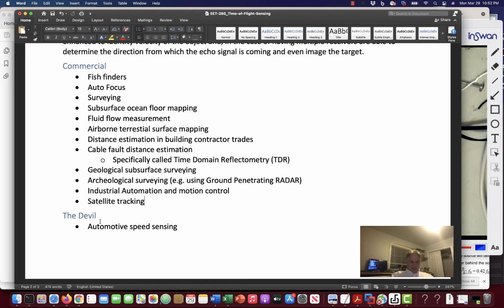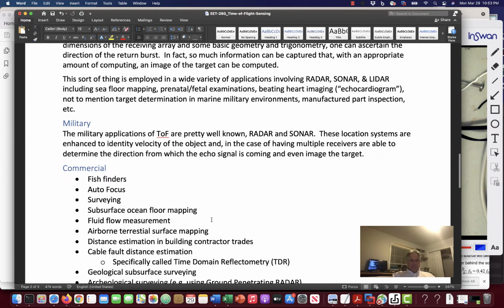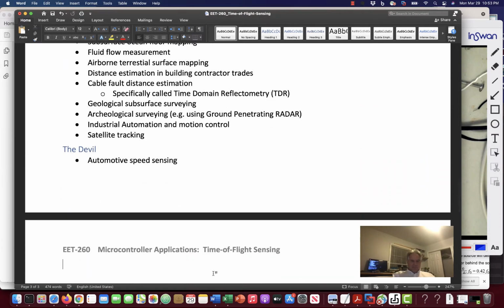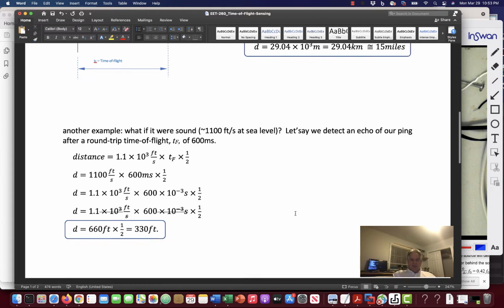And of course, we can thank the devil himself for automotive speed sensing, radar guns, LiDAR guns, and that sort of thing. And you can think of all sorts of countermeasures to these things, just as military people think of countermeasures to radars and that kind of sensing. I just think it's, well, we all have our opinion of the government and how much they should be sensing us. So anyway, that is our discussion on time of flight and sensing applications.